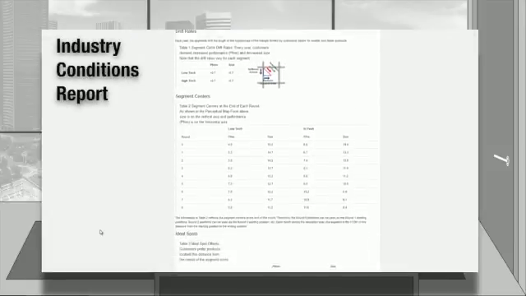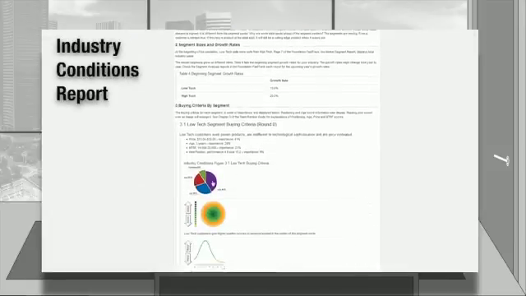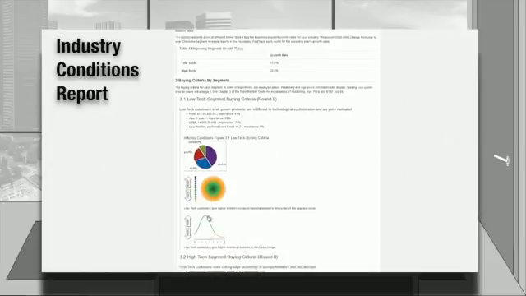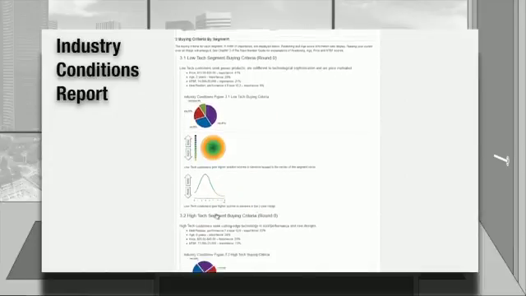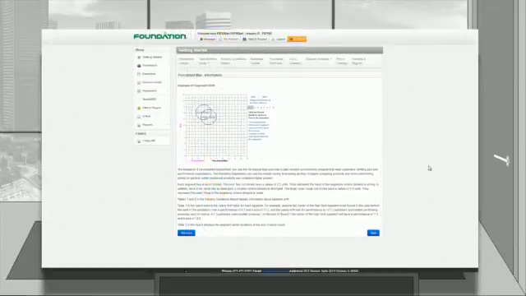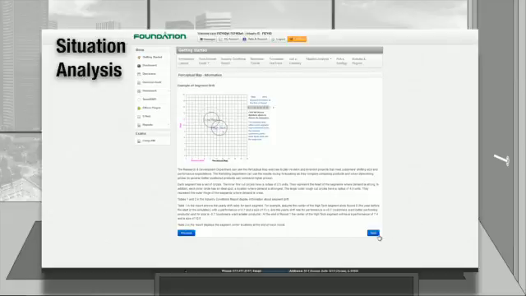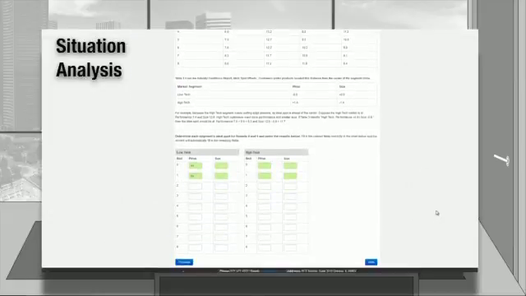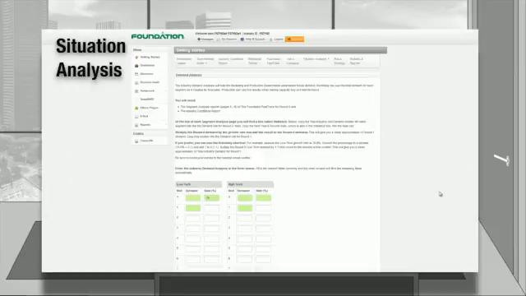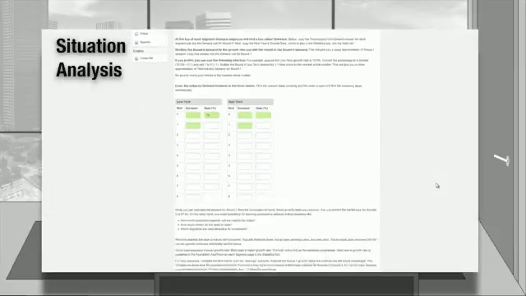Start with the Industry Conditions Report, which gives you the parameters for your specific industry. Using this report and an industry newsletter called the Foundation Fast Track, you have all the information you'll need to begin your analysis. Another useful tool to get you started is the situation analysis. This series of tables helps you determine the size of the market, how fast it's growing, and what kind of products different types of customers are looking for.